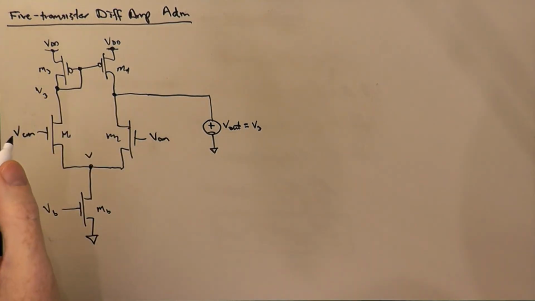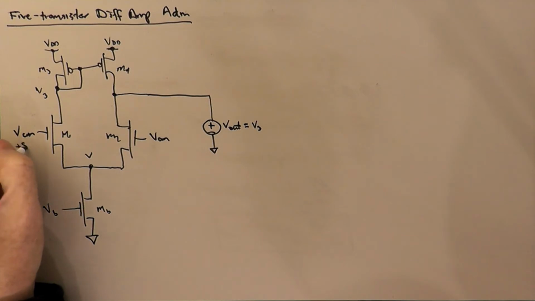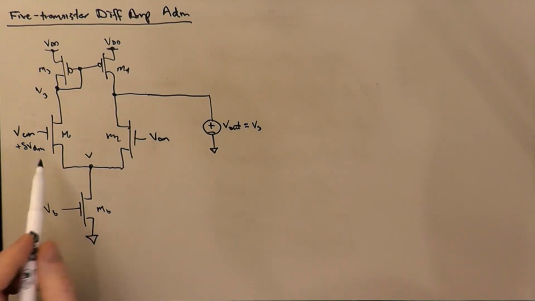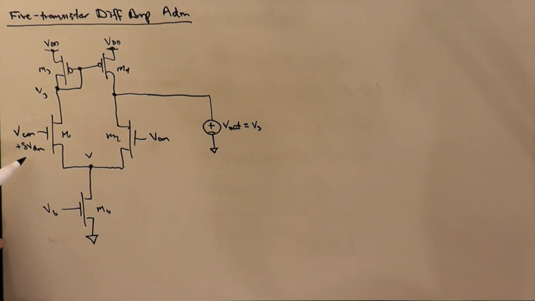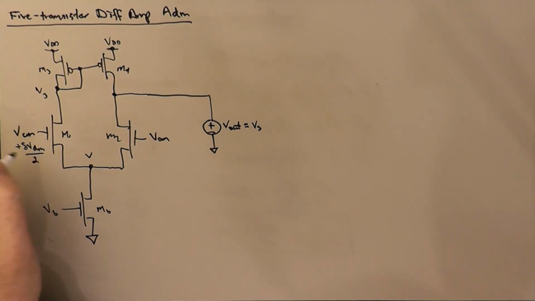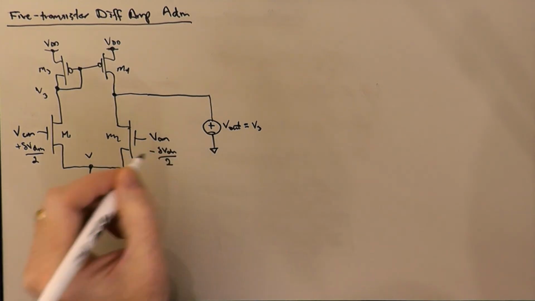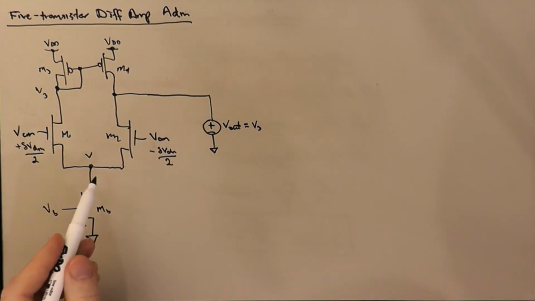And what we're going to do is apply a little delta VDM. We're going to apply it to the left-hand side here, to the M1 side. Strictly speaking, this is not a pure differential mode input voltage change because we're also changing the average value here by half of delta VDM. To make a pure differential mode input voltage change, we would have to apply half of delta VDM to this side and minus delta VDM over 2 to this side. And that would be a pure differential mode input voltage.